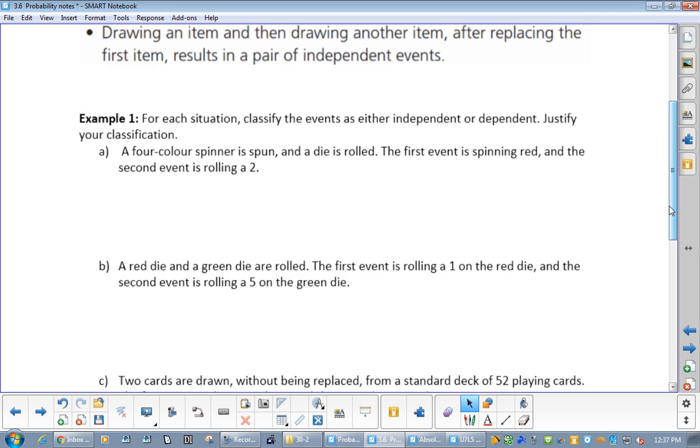In each situation, classify them as either independent or dependent. If it's dependent, the first event affects the second. Okay, we've got a 4-colored spinner spun and a die is rolled. The first event is spinning red and the second event is rolling a 2. Is that independent or dependent? Independent, right? Why? The roll doesn't affect the spin.